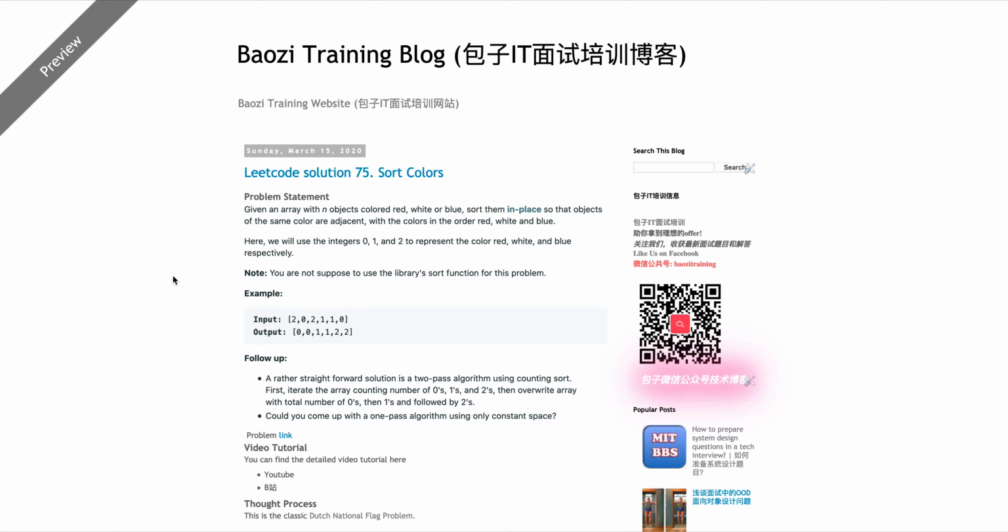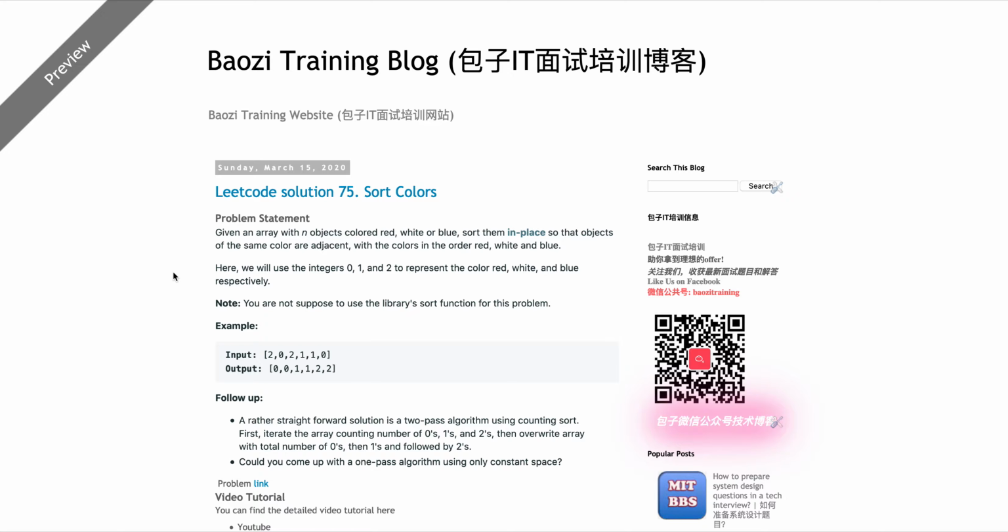Today, we're going to talk about this Leetcode problem, Leetcode 75, Sort Colors. The problem is: given an array of n objects colored red, white, or blue, sort them in place. We have to understand what in-place sort means, which means we don't need an entire extra space to sort it. We just sort it utilizing the existing space, no extra space.